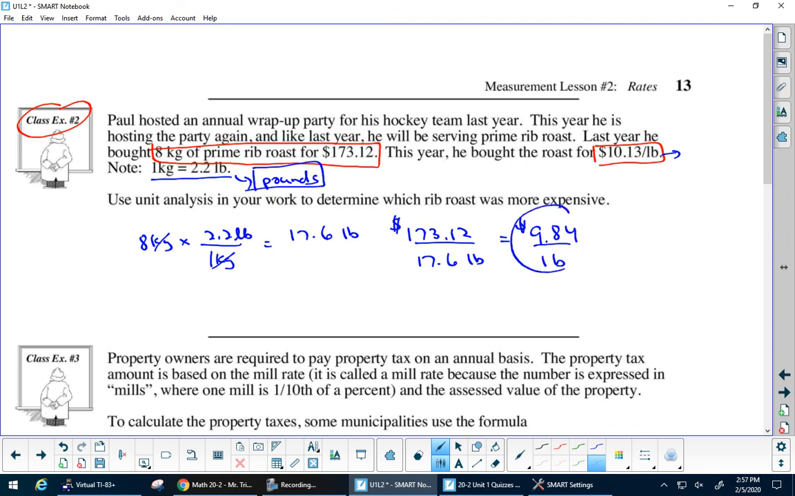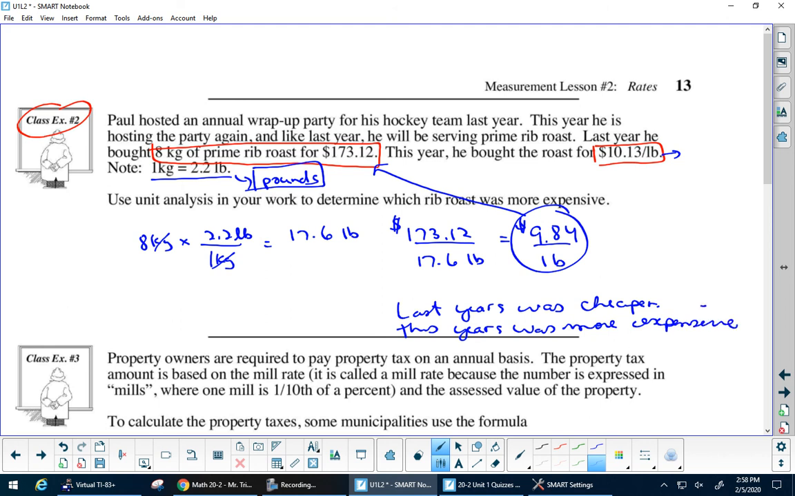Okay, so that is last year. So last year's was cheaper. Actually, which is more expensive, we could say this year's was more expensive. So we're using some of the stuff we learned yesterday too to be able to do this.